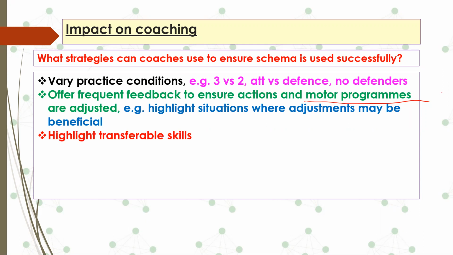Highlight the transferable skills. So we said that before. So whether it's something simple like from netball to basketball, or something a little bit more varied like a javelin throw to a football overarm throw, or the serve in tennis to the volleyball serve, things like that. If you highlight those things, then it's easily more recognizable for the performer.